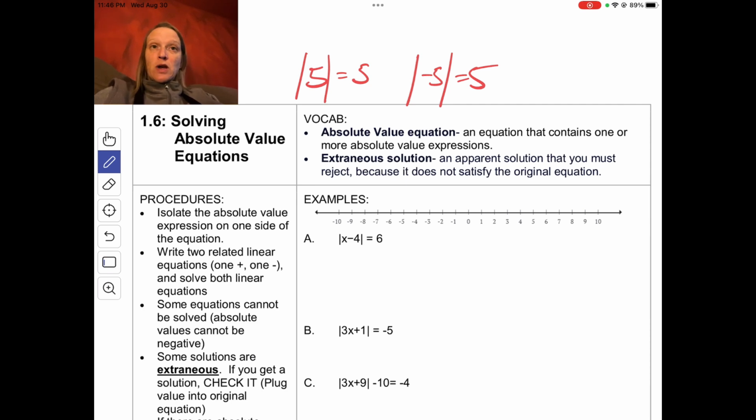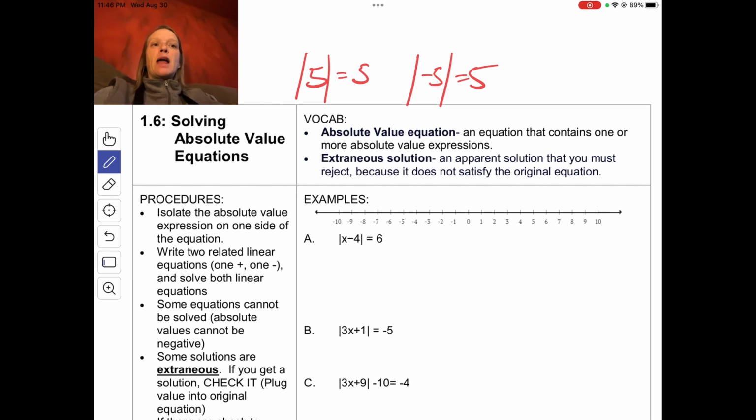So how do you solve these problems? How do you approach them? Well, the key here is the absolute value expression needs to be on one side of the equation. And then we're going to write two linear equations that are related to each other. One of them is going to be positive and one of them is going to be negative. Let me show you what I mean.